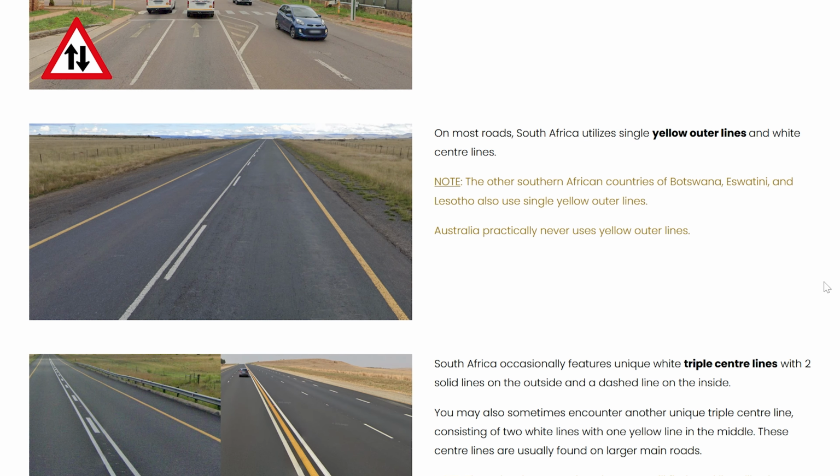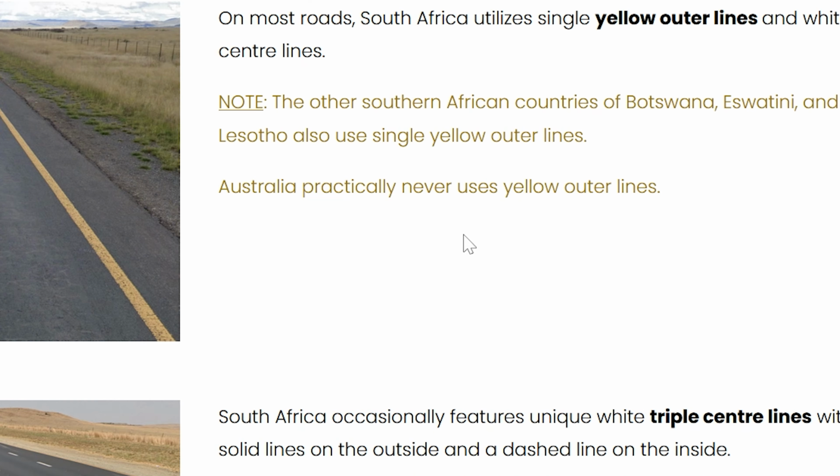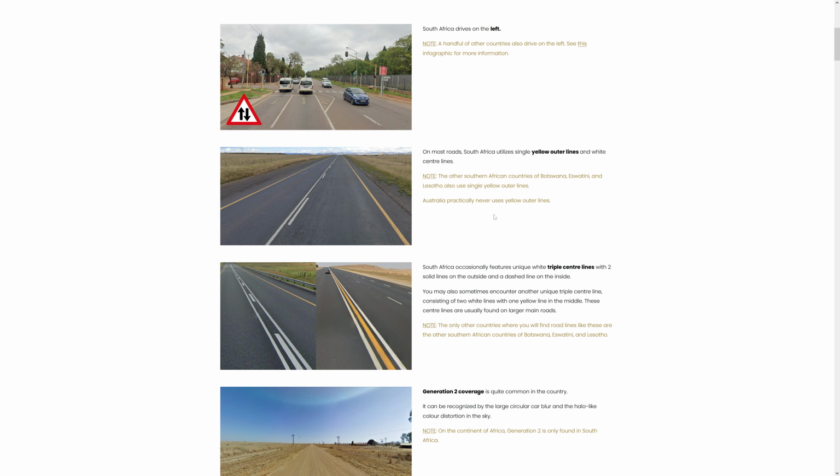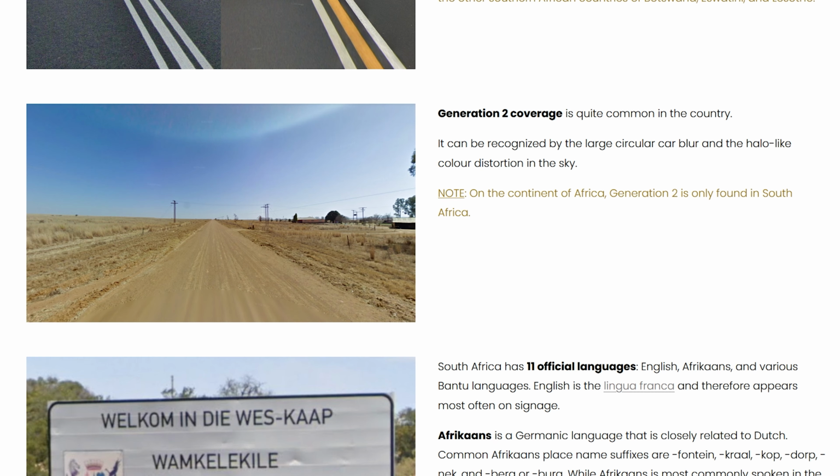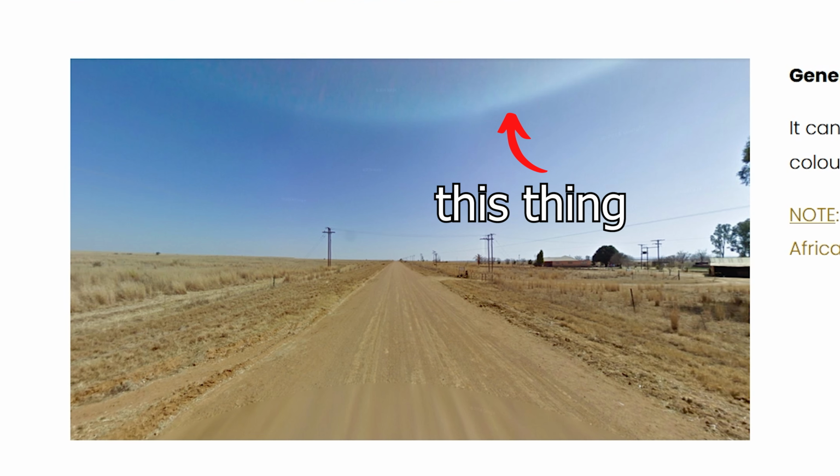And we also know that South Africa has yellow outer lines and white center lines. And a good way to distinguish that from Australia is that Australia never uses yellow outer lines. Very cool. South Africa also occasionally has triple center lines, and they're found on larger main roads. Gen 2 coverage is quite common. It means that there's like a big circular halo shape on the sky.